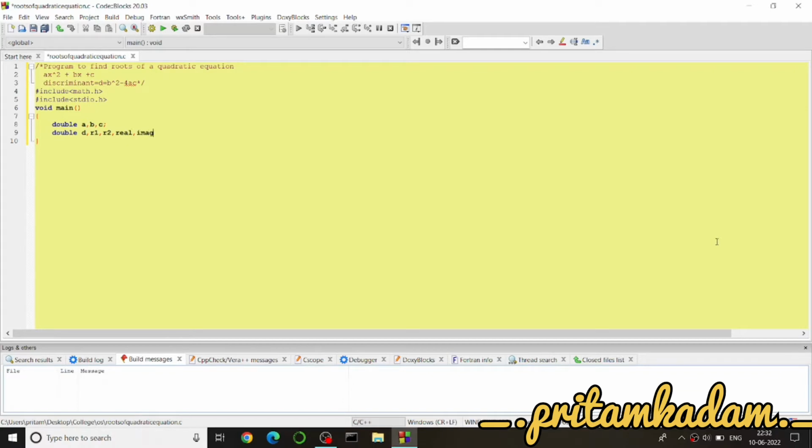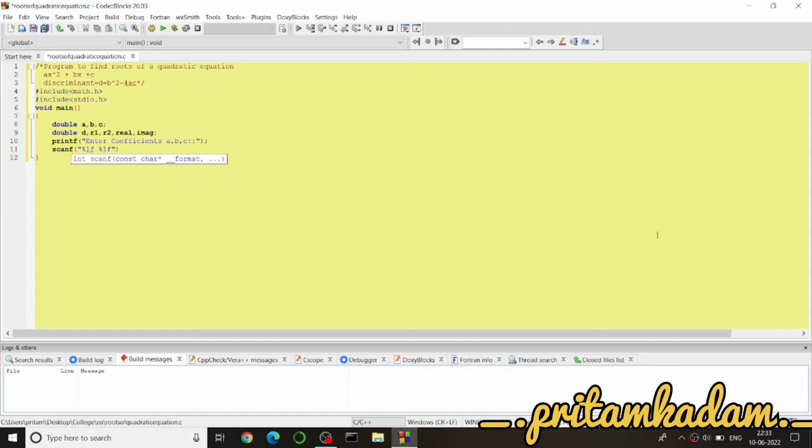So I have declared 3 variables a, b and c, the coefficients of the quadratic equation, and then double d for the discriminant, r1 and r2, the roots, and real and imaginary part when d is less than 0. So printf enter coefficient a, b and c. So we will use scanf now. So %lf, meaning long double format specifier in C, where the width of the decimal place is controlled by this. And so over here we have to insert three values.